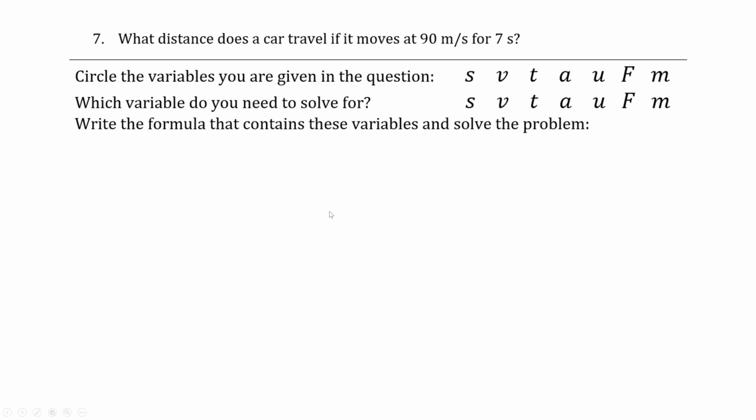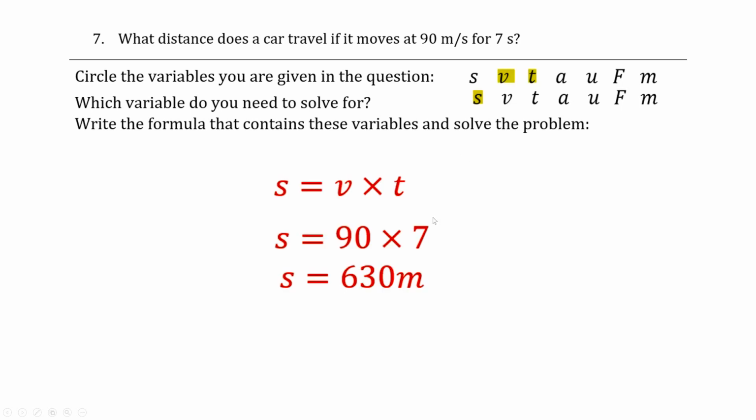What distance does a car travel if it moves at 90 meters a second for 7 seconds? Easy. S equals V times T. 90 times 7, 630 meters. That car will travel that distance.